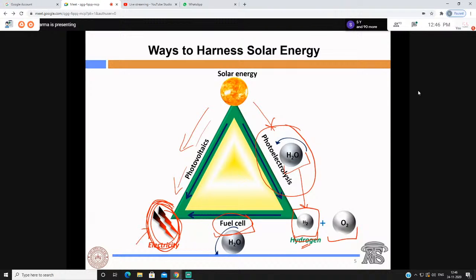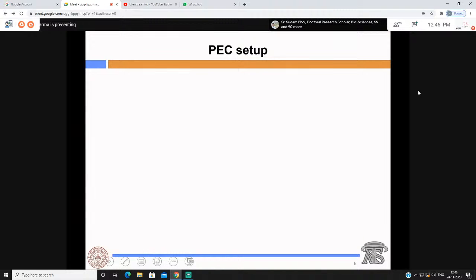And that's why we talk about the photoelectrolysis of water molecule for the production of hydrogen, which is a chemical fuel, which is readily available. You store it, and whenever you require, you can use it. Okay, so we'll focus on what is photoelectrolysis. So this is the photoelectrolysis setup. I'll show the schematic. How does the system work?